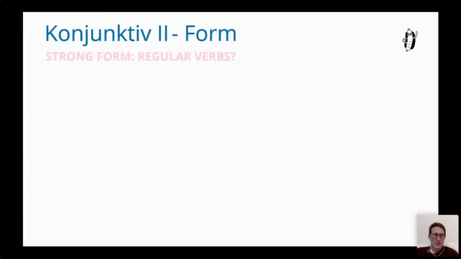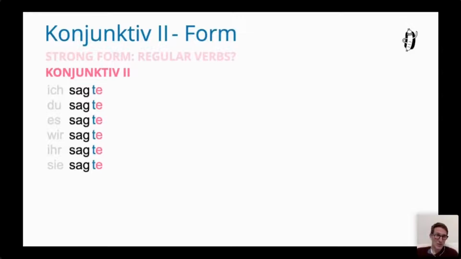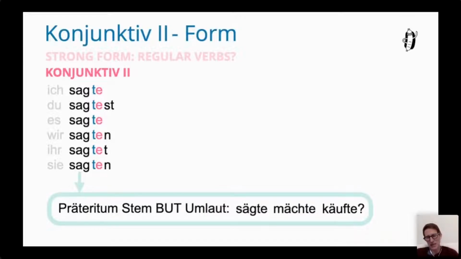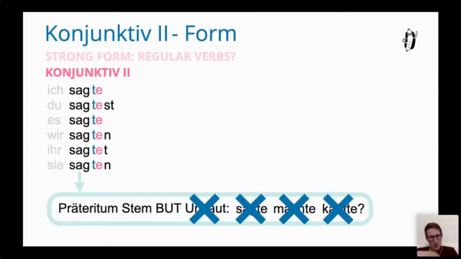There's still more. Let's take a look at regular verbs. That's interesting. So if I had sagen, like we used before, we need the preteritum stem. And it seems that the preteritum stem is sagte. I just highlight the E so that you see it's a Konjunktiv marker included. And now the problem we have with these is regular verbs cannot really take the umlaut. Sägte, möchte, and kaufte do not exist. Sägte exists, but it means to saw a log.